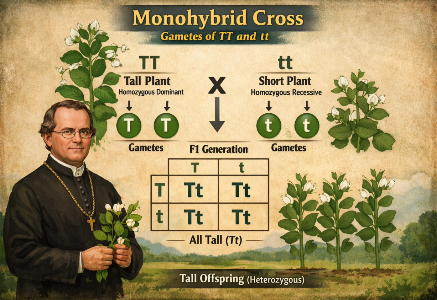All the offsprings have the genotype Tt. Since T is dominant, all the plants in the F1 generation are tall.